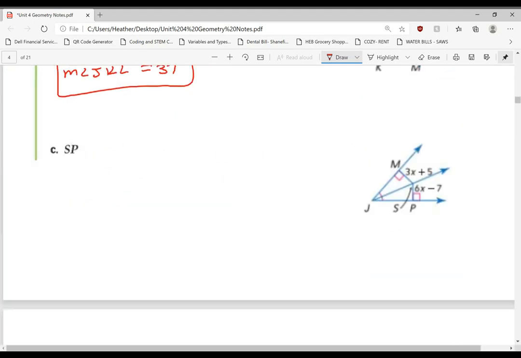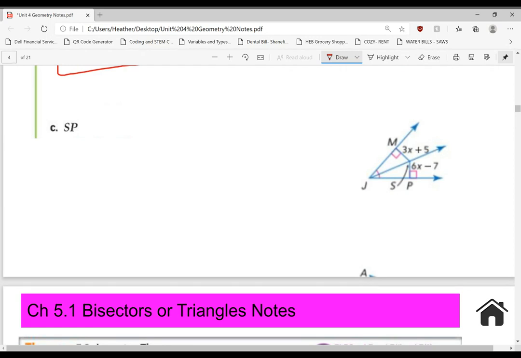Okay, let's look at C. We need to find SP. In this part, SP is equal to SM. SP is 6x minus 7, and SM is 3x plus 5. So we need to solve for x, and then we can plug that in to find SP.